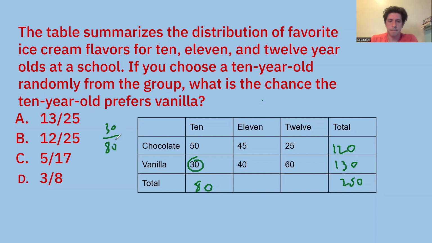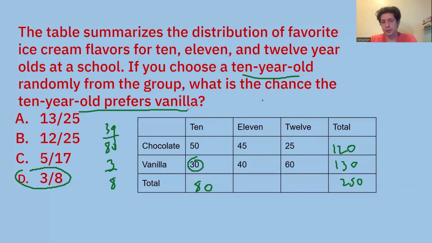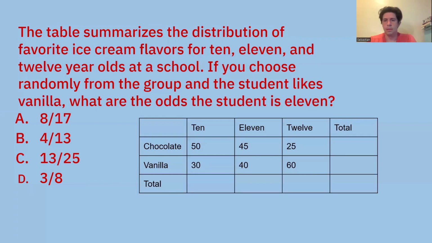Which would be 3 out of 8, which is D. Now, the issue you can have on this one, right, is if you did 30 out of 250, or if you did all 10-year-olds, which would be 80 out of 250, or if you did 30 out of 130, right? But you're choosing from the 10-year-old group, so that's the denominator. And then you do the numerator as the 10-year-olds who prefer vanilla. So it's going to be 30 over 80. Okay. All right, so now we'll go to one last one and we'll be set.